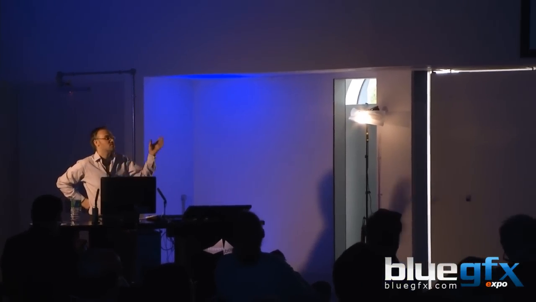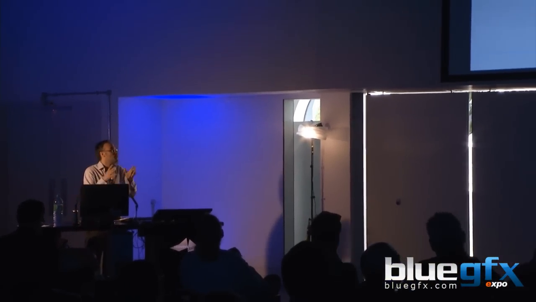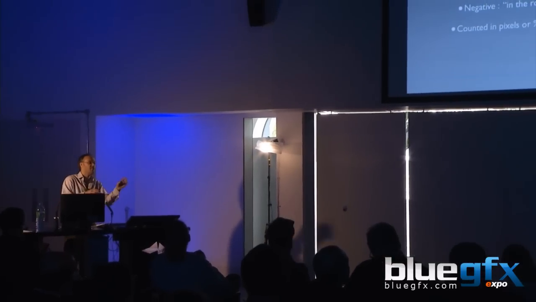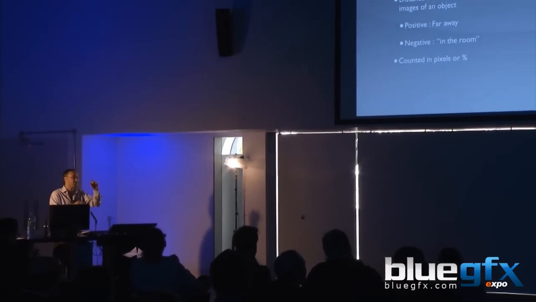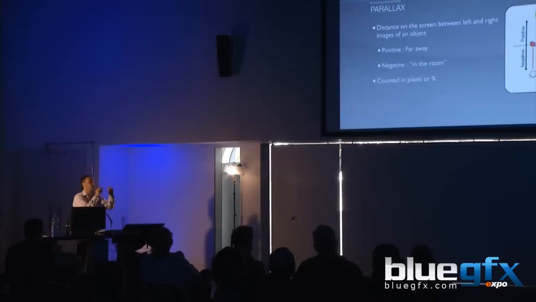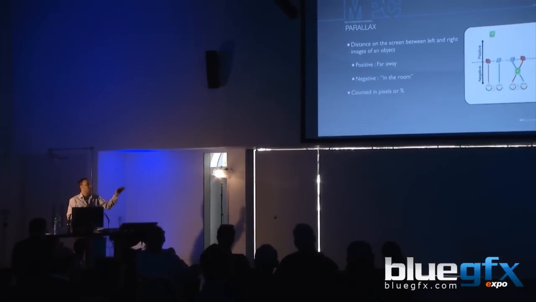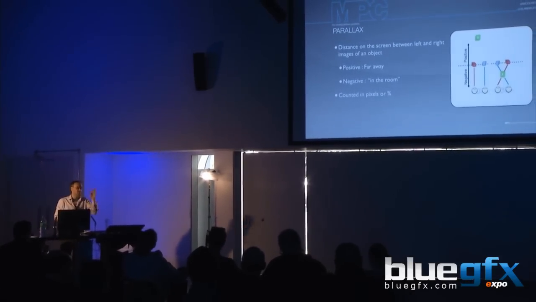And then here we see the two types of parallaxes. You have the positive parallax, which is when the object on your left eye and the same object viewed from your right eye goes from left to right, so in the same direction as your eyes.